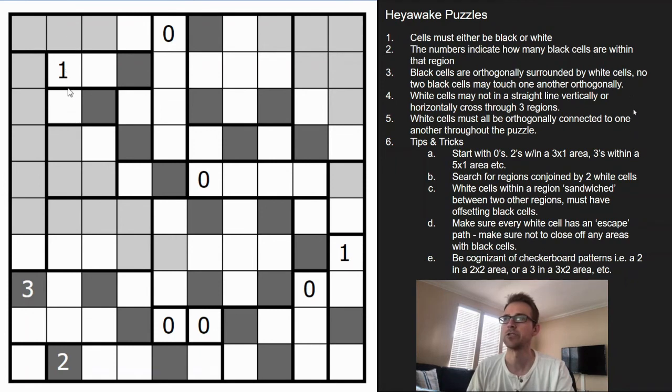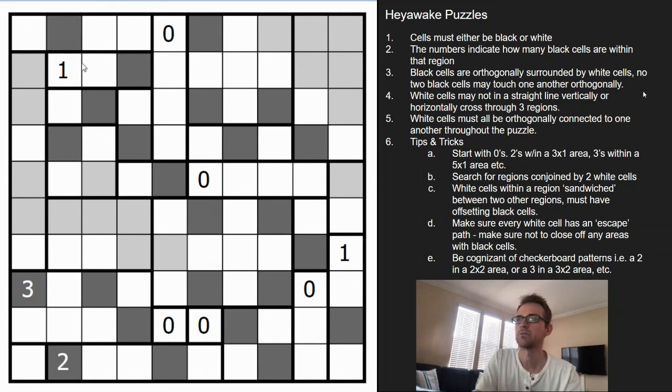We have two regions conjoined by white, so on both sides we have to separate them. So that's very helpful. Now this white cell has to escape. I can't make this a black cell, otherwise it would trap that one. Oops. So these two are white.